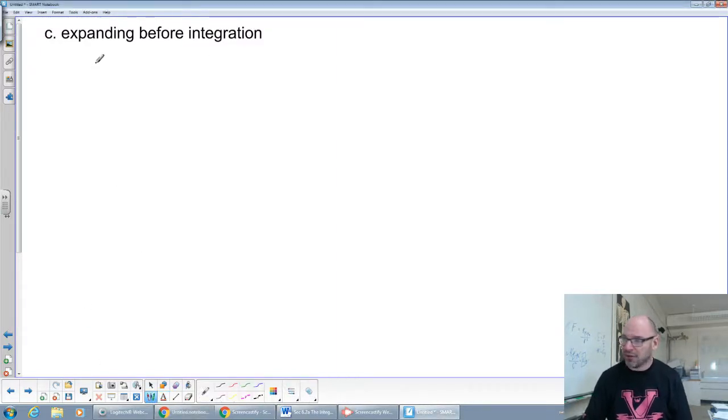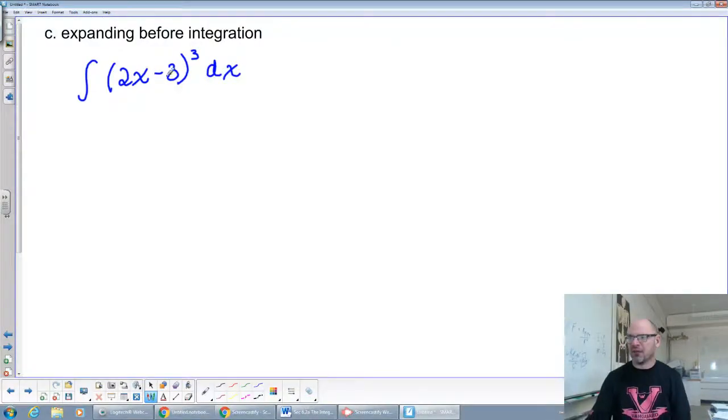All right, so let's say we had the integration of 2x minus 3 cubed dx. Okay, so we can't do any, well, we haven't learned any sub methods yet. So what we have to do is expand that out. So this is 2x minus 3 times 2x minus 3 times 2x minus 3.